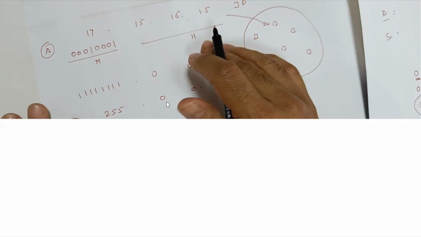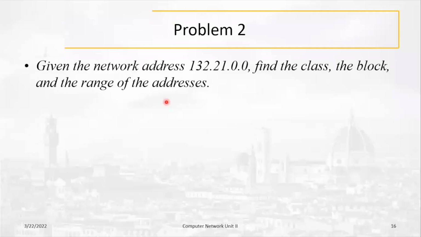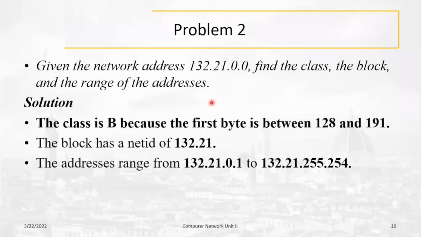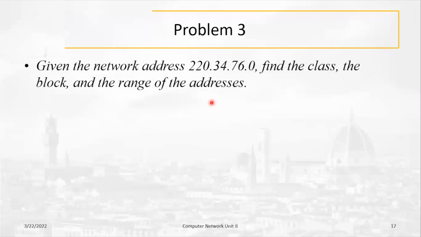Yeah, you should be able to find these four values: first IP, last IP, network address, and the broadcast address. So you can find that out for each problem. For this one also, which class is this? Obviously, it is a class C.